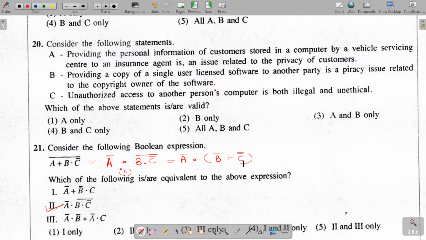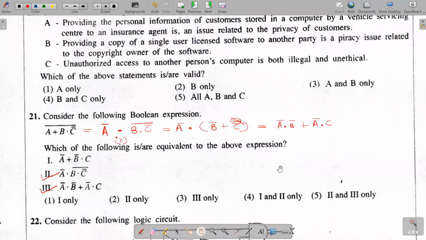Right? And once you solve this, it's going to give you A bar dot B bar plus A bar dot C, because the double bar at the top of the C is going to be cancelled, right? ඒක නිසා තුන්වෙනි එකත් හරි. Right, A bar plus B bar dot C කියන එක නම් මෙතනට ගන්න බෑ. Right, so it's going to be the second and the third. Yeah, fifth one is going to be the answer.